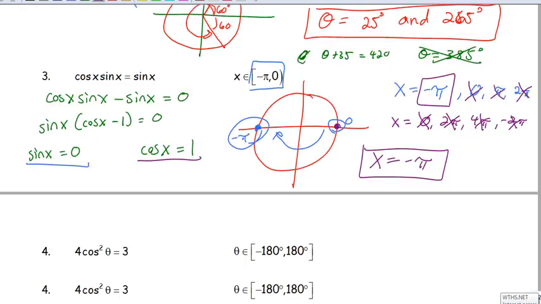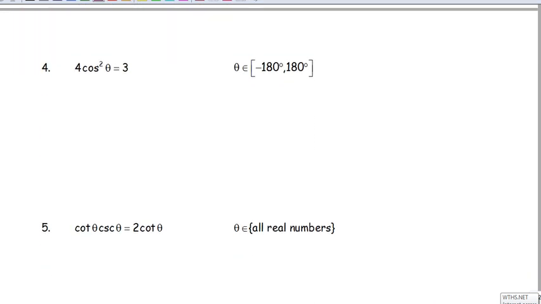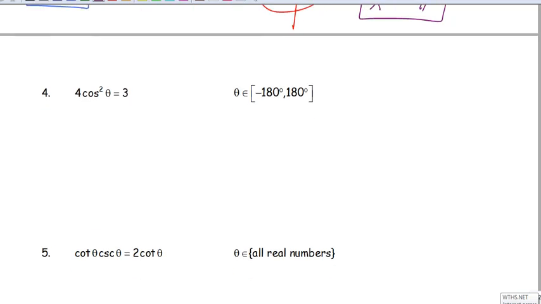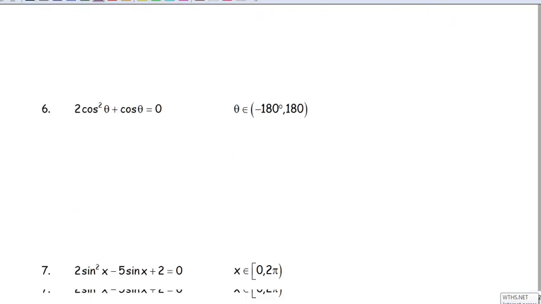Alright, let's do 2 more today. Actually, what I'll do is I'll do all of these, but you can stop after we get to 5. I'll do 6 and 7 in class.